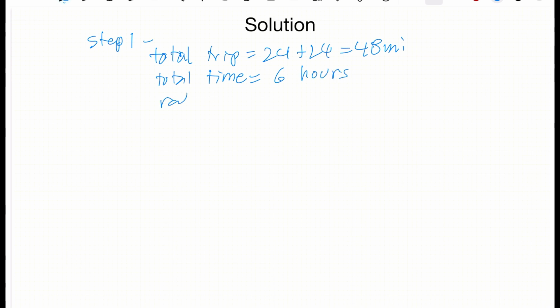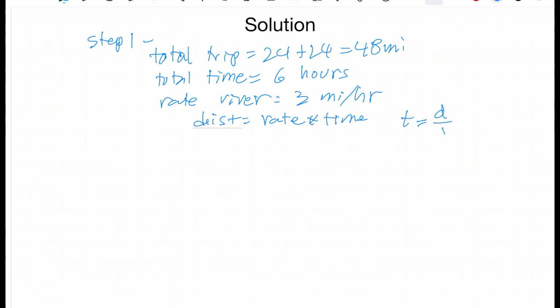And then the rate of the river is equal to 3 miles per hour. And basic physics tells us that the distance is equal to the rate times the time. That's our basic equation, our rate equation. Solving for that, we get the time is equal to distance divided by the rate.